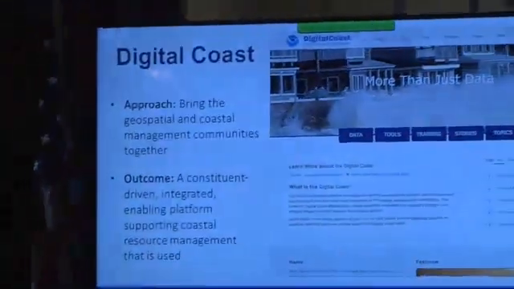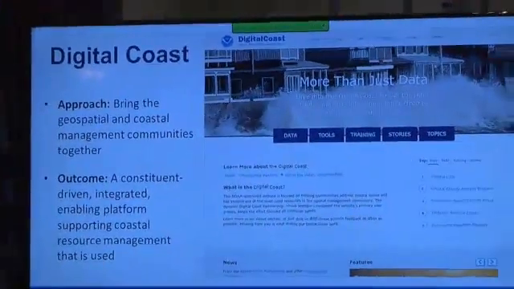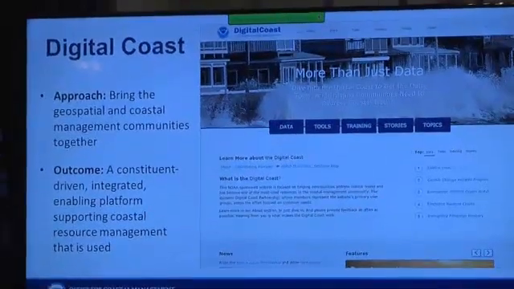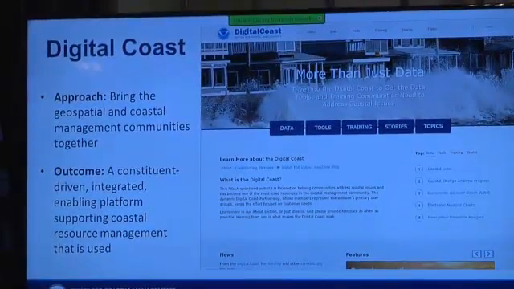And so, again, around 2007, we took the opportunity to bring together the coastal resource management communities we were working with, as well as the technical communities, and start this effort that we now refer to as the Digital Coast. We like to think of it as more than just data, and that's what you see here on the front page of our website. We actually think it's more than just a website. We like to think of it as a constituent-driven, integrated, enabling platform supporting coastal resource management that is used. There's a lot there, and it's very important. I'll highlight what it means to be constituent-driven.